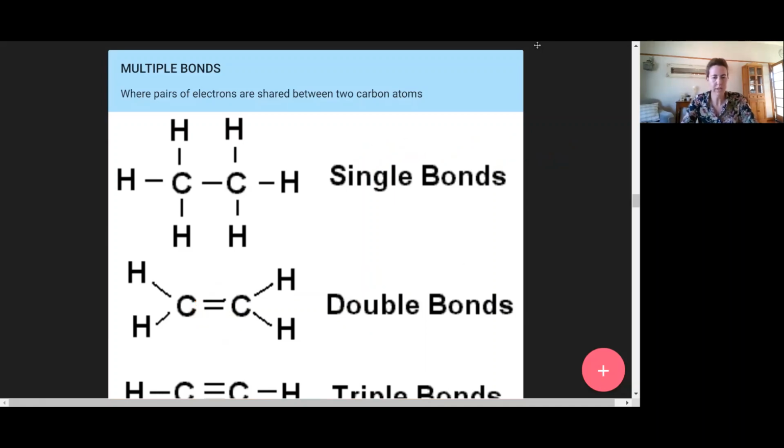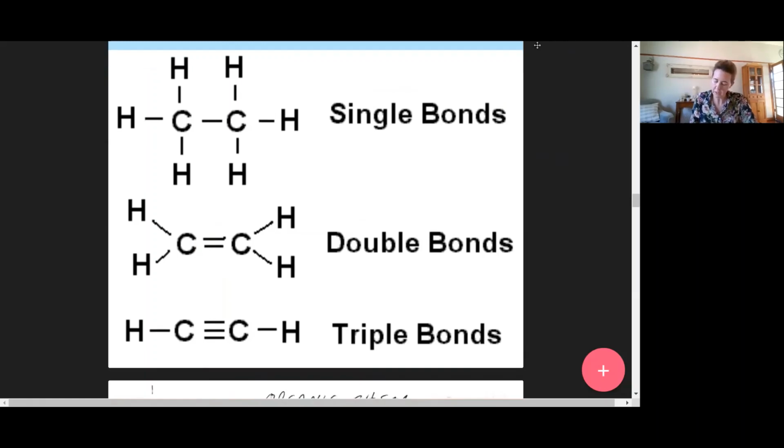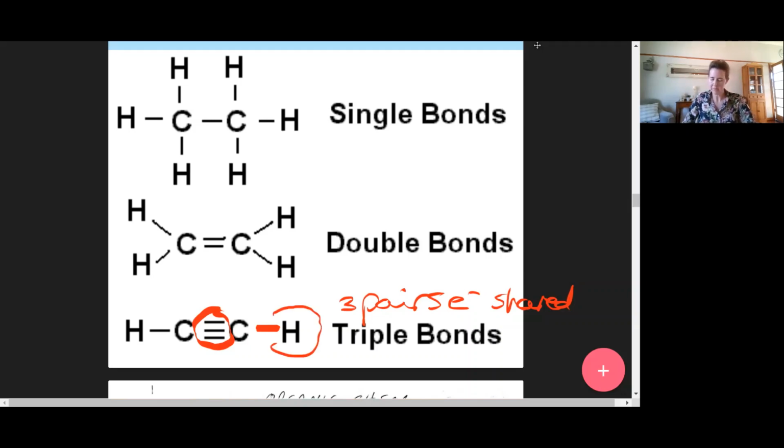We can, of course, also have triple bonds between carbons, and it is represented like that. That would mean that we have 3 pairs of electrons being shared between 2 carbon atoms. And of course, then it has the possibility to still make 1 single bond to another atom, in this case hydrogen, on each respective carbon.